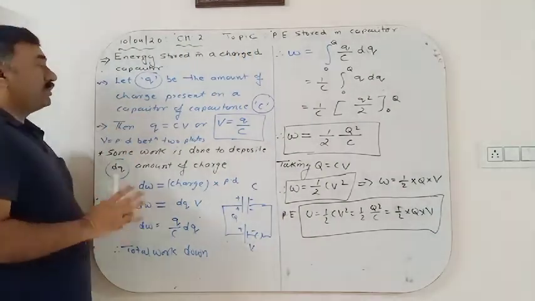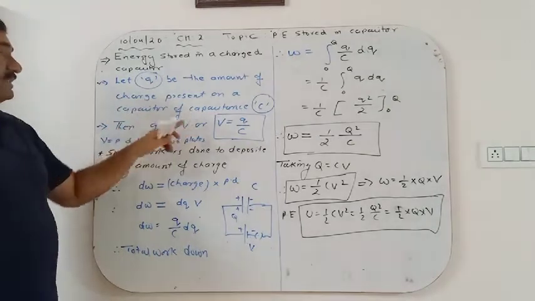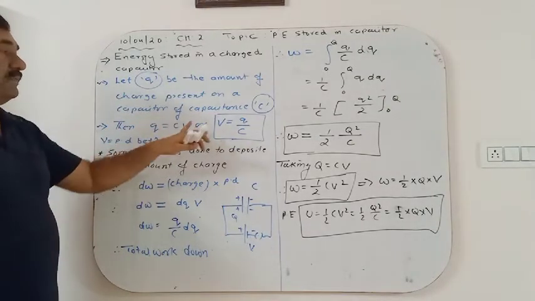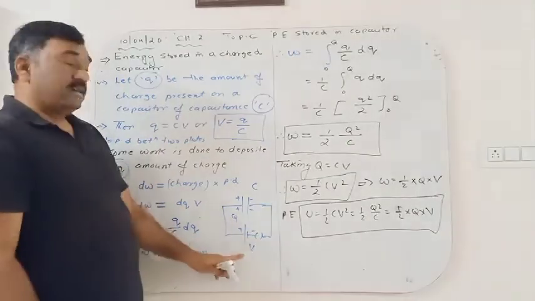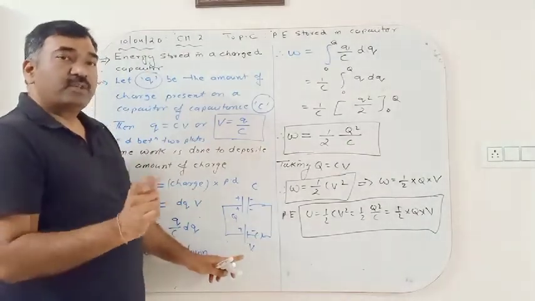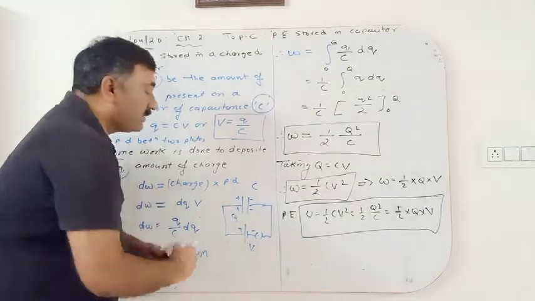Let Q be the amount of charge present on a capacitor of capacitance C. So Q is equal to CV, or V is equal to Q by C, where V is the potential applied across the two plates of the capacitor, which remains constant.